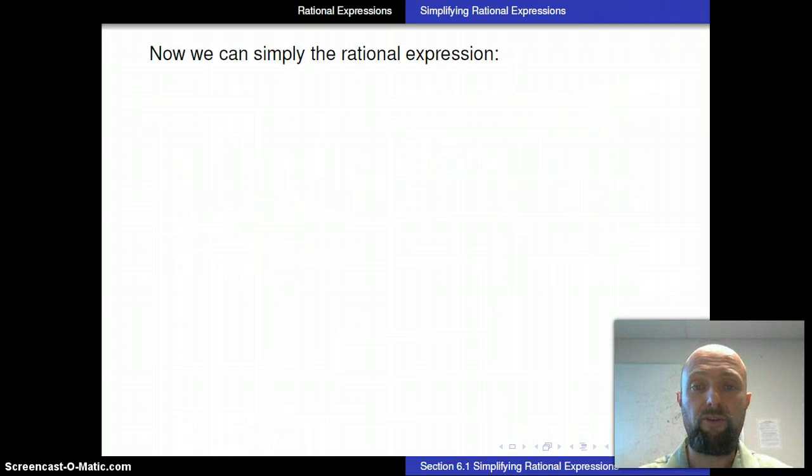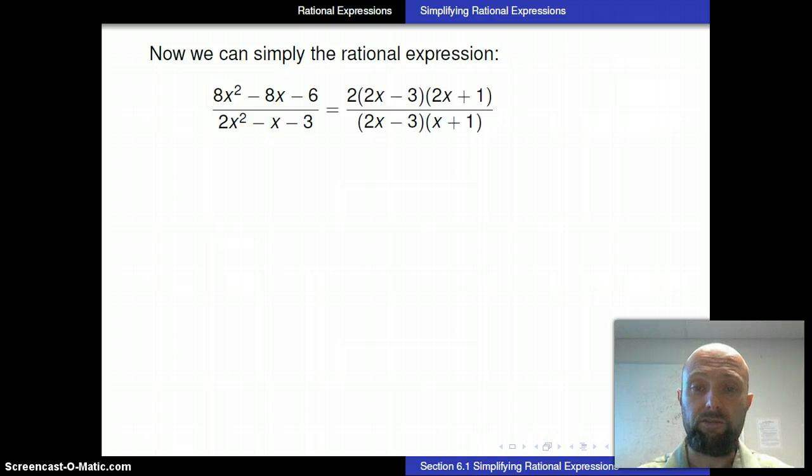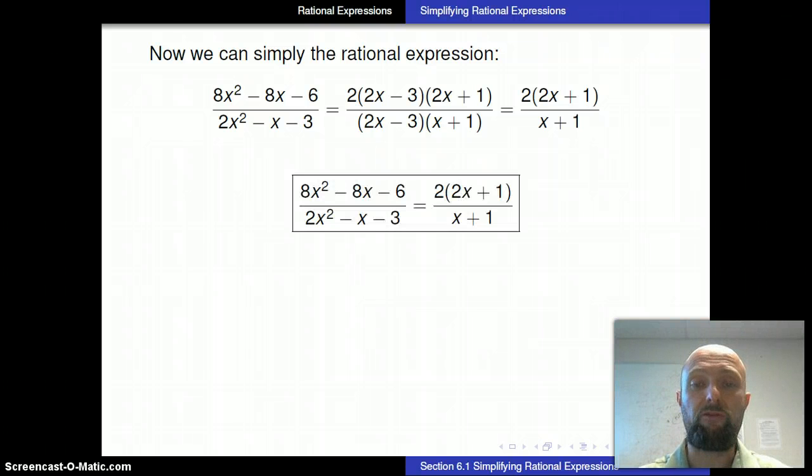Now we can simplify the rational expression. Here was the given expression. We factored the numerator and the denominator, and now we can cancel out any common factors, which is 2x minus 3 in this case, and are left with 2 times (2x plus 1) over (x plus 1), which is our final answer.